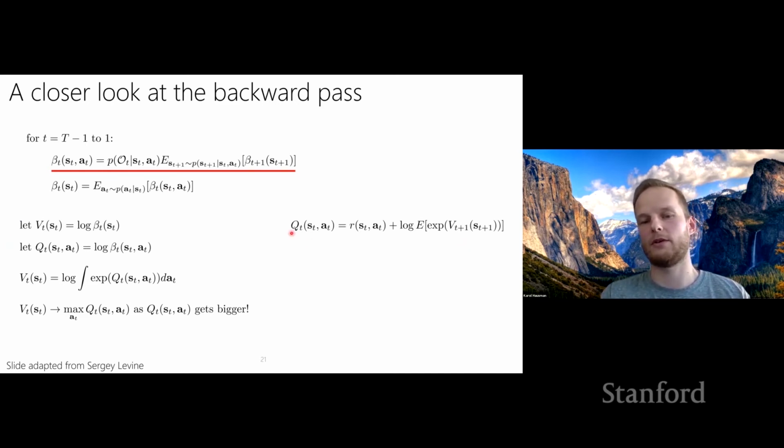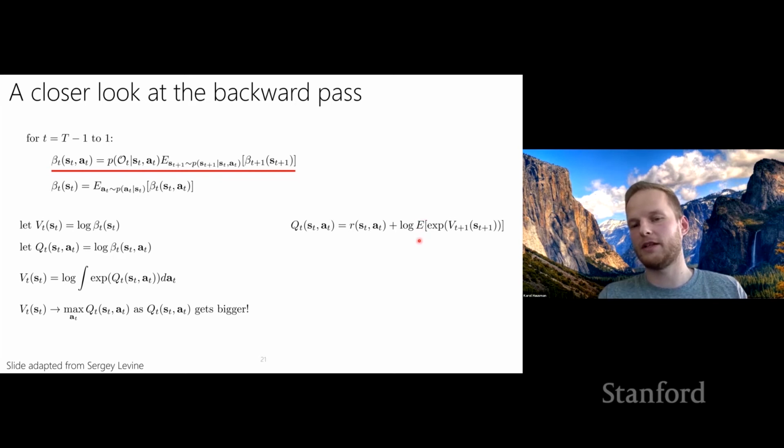We would have our Q function of S_t, a_t is equal to the reward at that time step, plus the log of the expectation, this is expectation under dynamics, of the exponential of V_{t+1} of S_{t+1}. All right, so this almost looks like the Bellman equation. So let's try to make it a little bit more into a Bellman equation. This is the expectation under our current dynamics.